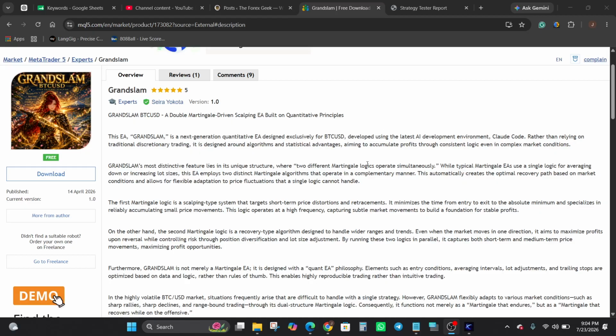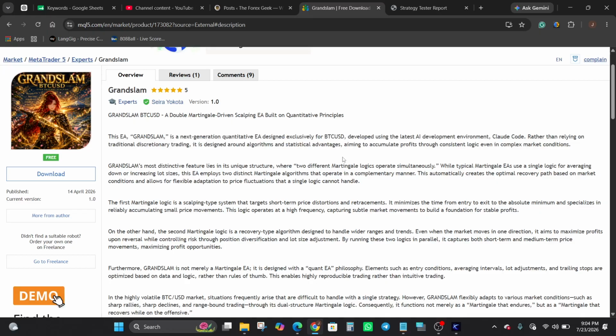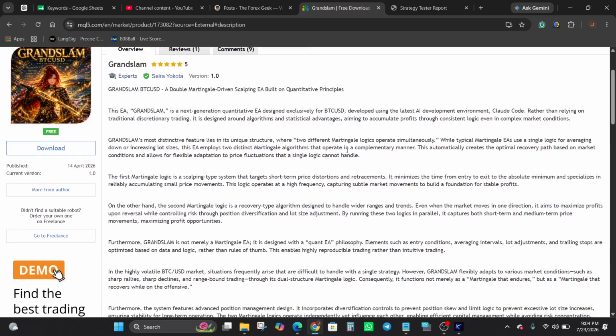The developer describes Grandslam as a quantitative expert advisor that is built exclusively for BTCUSD rather than a multi-symbol trading system. So if you are looking for an EA that can be applied across a range of Forex pairs, that is not what this one is designed for. Instead it is focused entirely on Bitcoin.